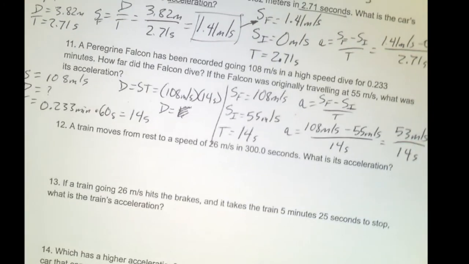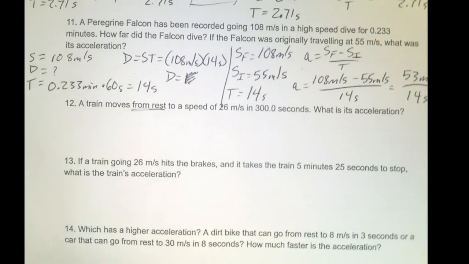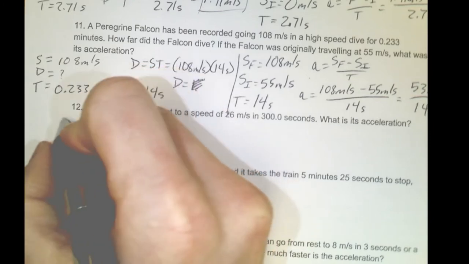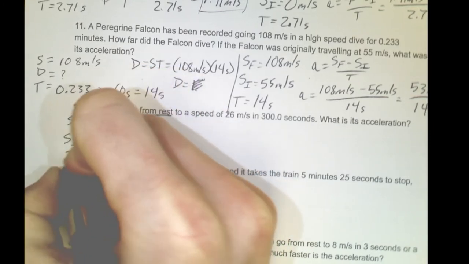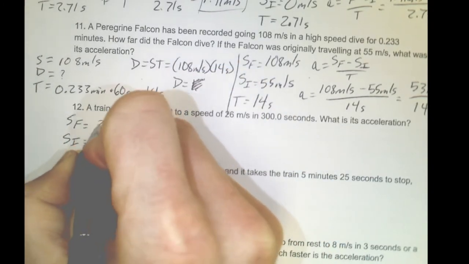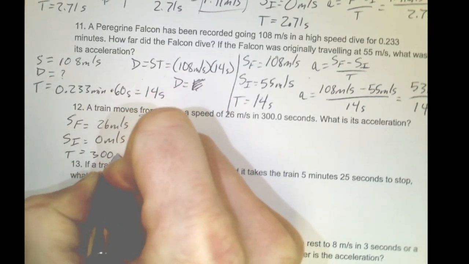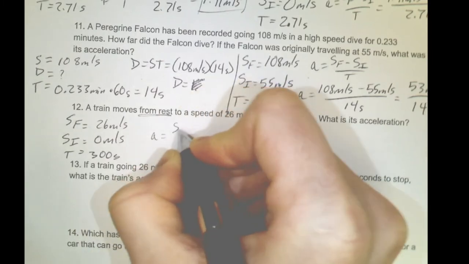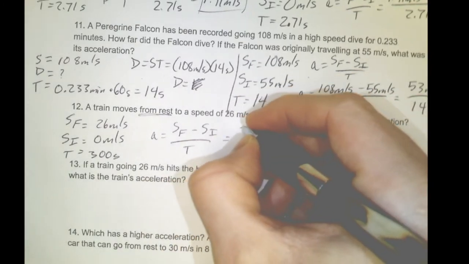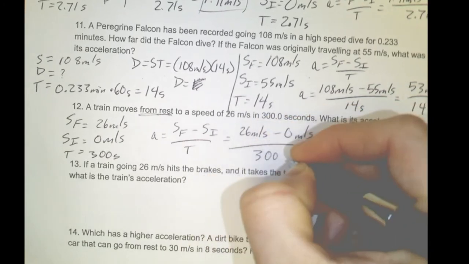Okay, 12. A train moves from rest, that means 0, to a speed of 26 meters per second in 300 seconds. What's the acceleration? Final speed, initial speed, time. So we've got a final speed of 26 meters per second, 0 is initial, 300 seconds is our time. Plug it all in: 26 meters per second minus 0 over 300.